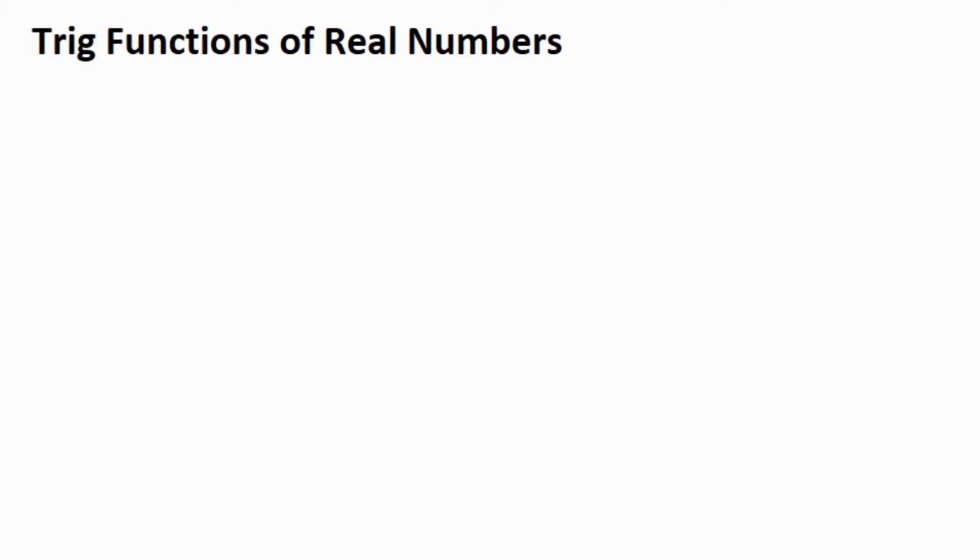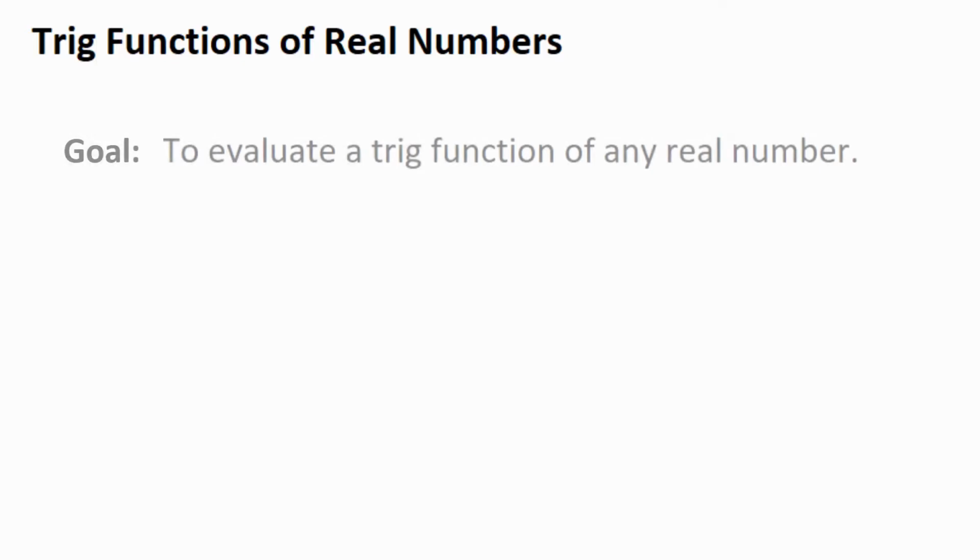So what we're talking about here is taking trig functions of regular real numbers that can represent a distance or a time. And the radian angle measure combined with the unit circle can help us make that connection between trig functions of an angle and trig functions of a real number. So there you go. The main goal for today is to evaluate a trig function of any real number.